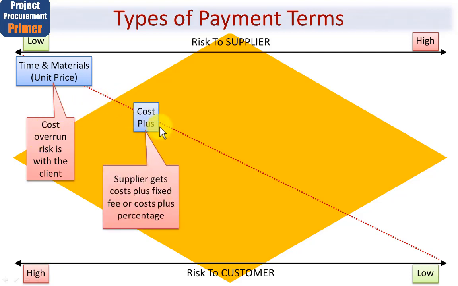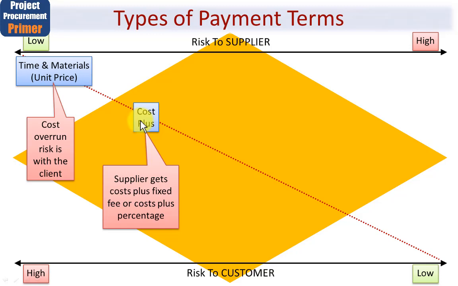Next up is the cost plus payment terms. Again, I'll discuss all of this in the next module, so you'll be absolutely clear of what this is. But I feel it's important for you to see this overview slide first. This is slightly more risky to the supplier and slightly less risky to the customer, because the supplier gets to charge, if you will, the costs that are incurred plus a fixed fee, or costs plus a percentage of the fee. In other words, a cost plus type contract is still a good deal to the supplier and less so to the customer.